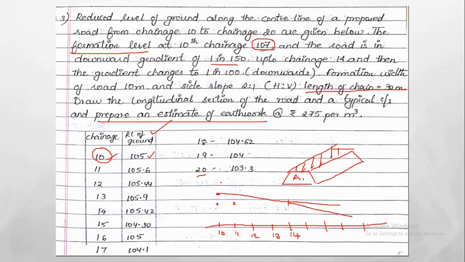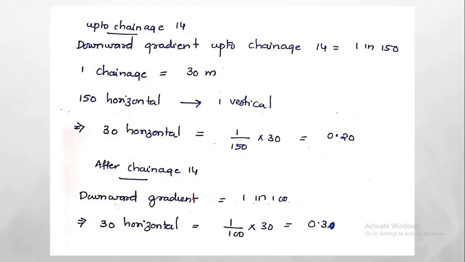Okay, so we need to calculate the values corresponding to, we are already given the reduced level of ground at 10, 11, 12 up to 20. We need to calculate what is the value of formation level at all these chainages. Okay, I hope you understood what is the meaning of the question and we will go. Okay, up to chainage 14, you please focus on the steps.